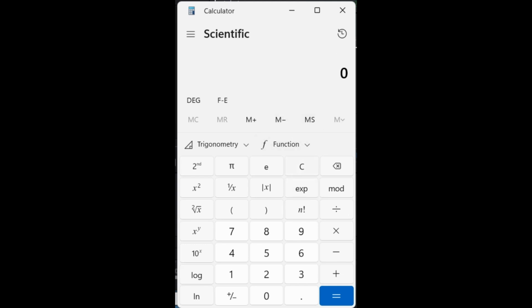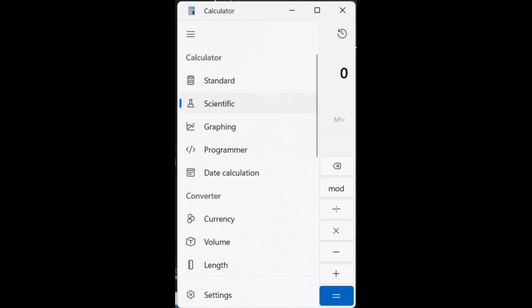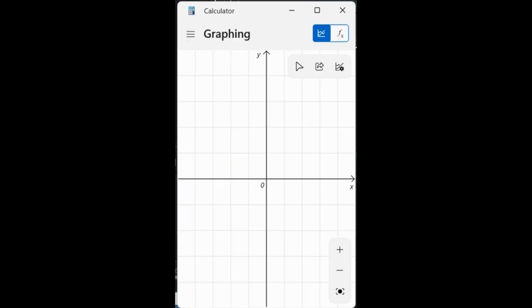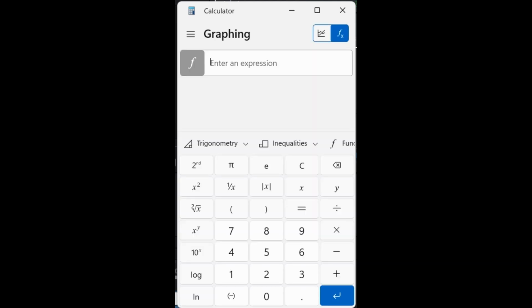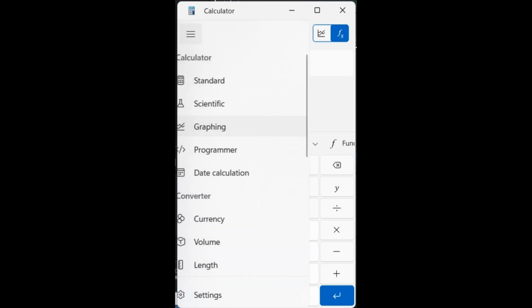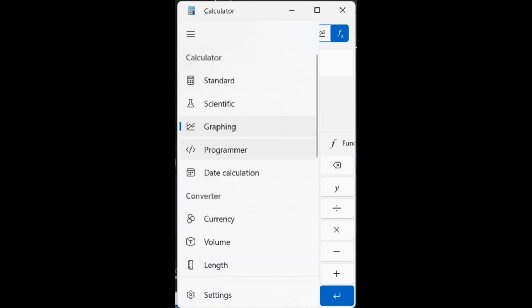Now, the nice thing is this calculator's got some other cool things. I'll be honest with you, I've really never used the graphing mode in it. That is kind of cool. You've got a graphing mode where you can enter an expression, and it will do some graphing, which is kind of cool. I don't remember seeing that in some of the older versions.